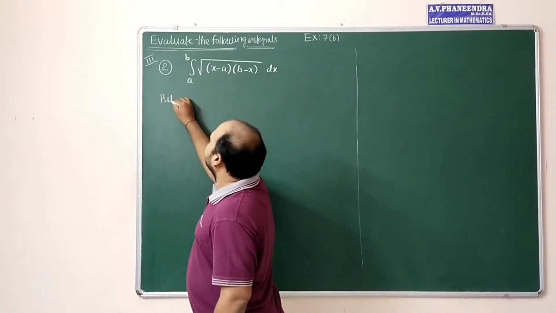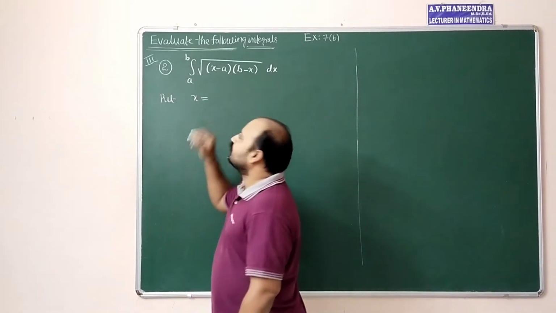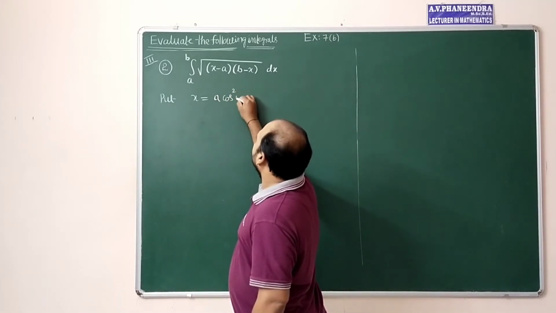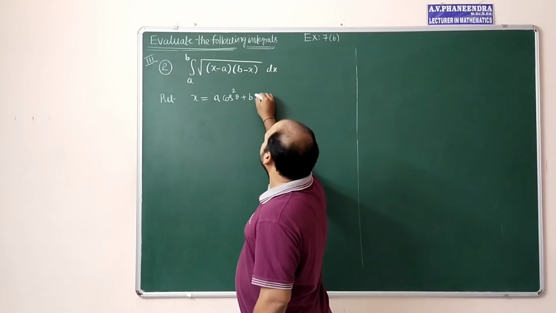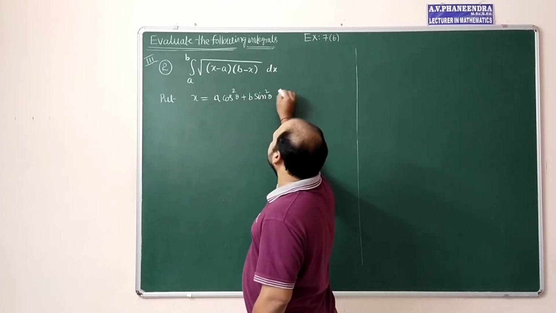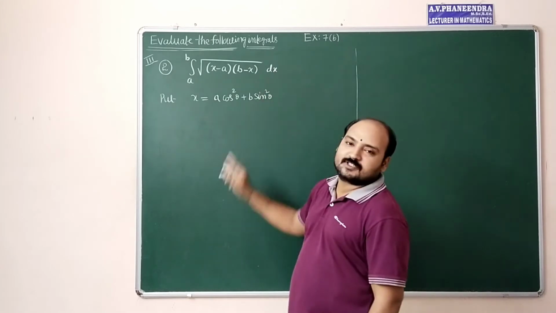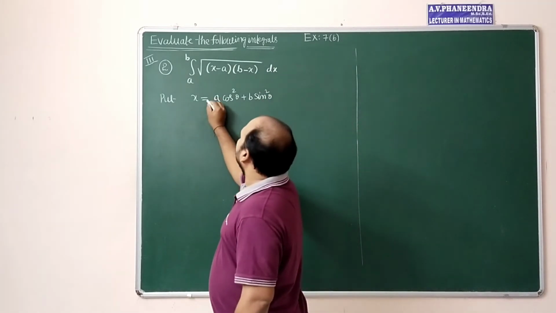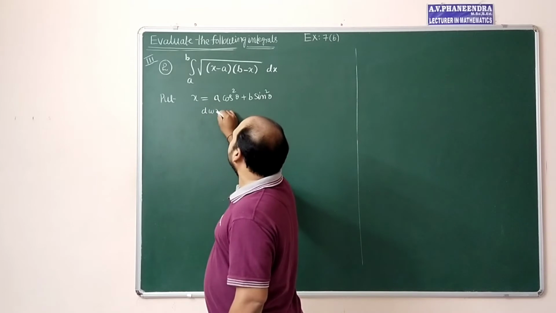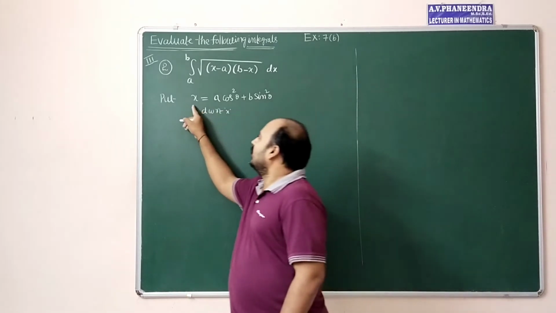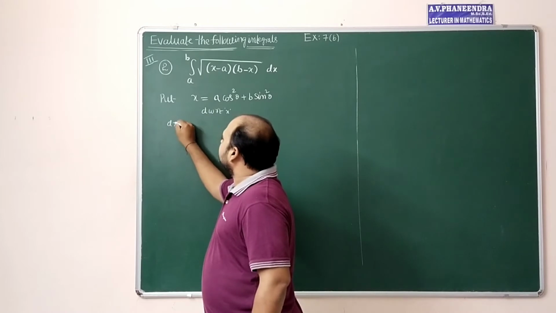Put x is equal to a cos square theta plus b sin square theta. Observe carefully, dear students. Find the value of dx first. So differentiate with respect to x.